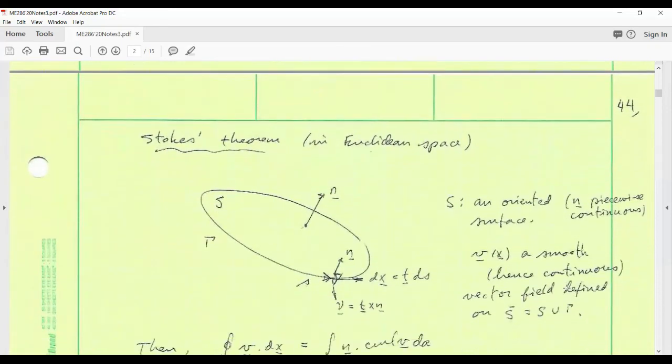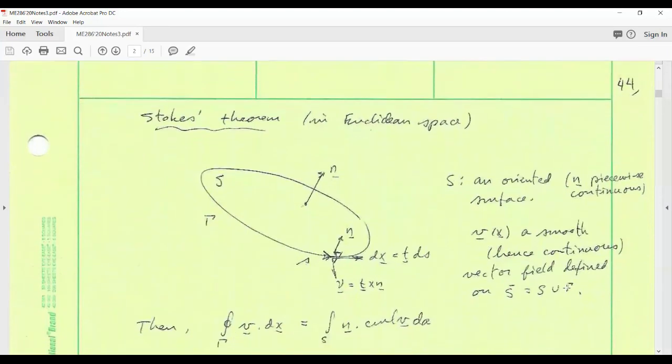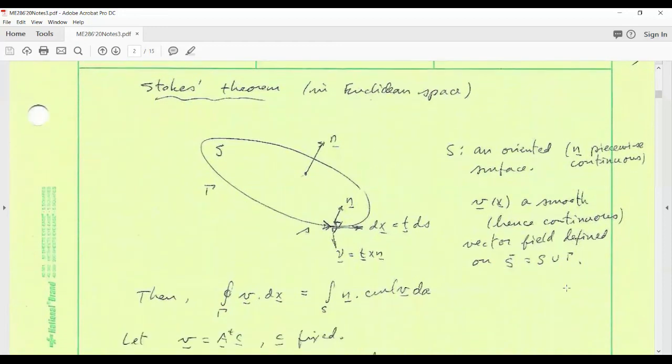Let's review so-called Stokes Theorem, as it's usually discussed in Euclidean space. This is the version of Stokes Theorem that you learn in courses on advanced calculus, and I'm sure you've seen this before. Suppose you have a surface in space with a boundary, called a boundary curve gamma. And we'll say that S is an oriented surface.